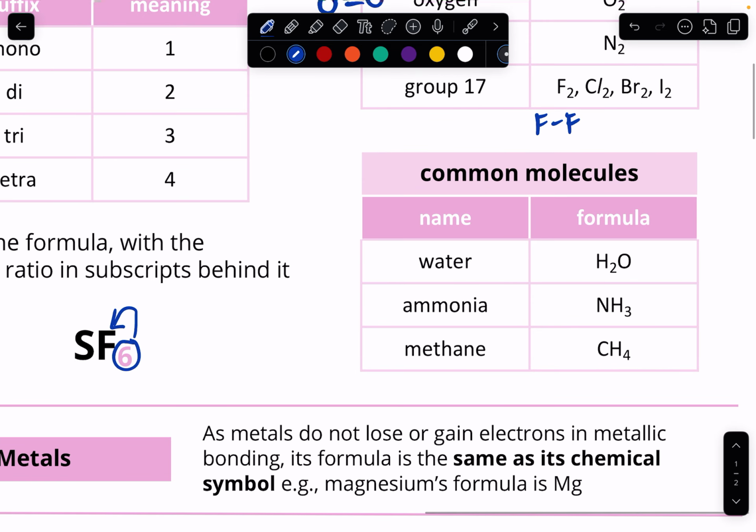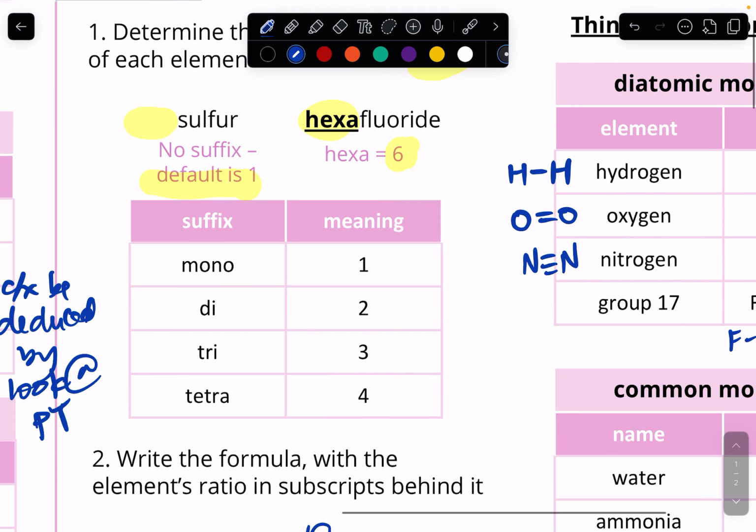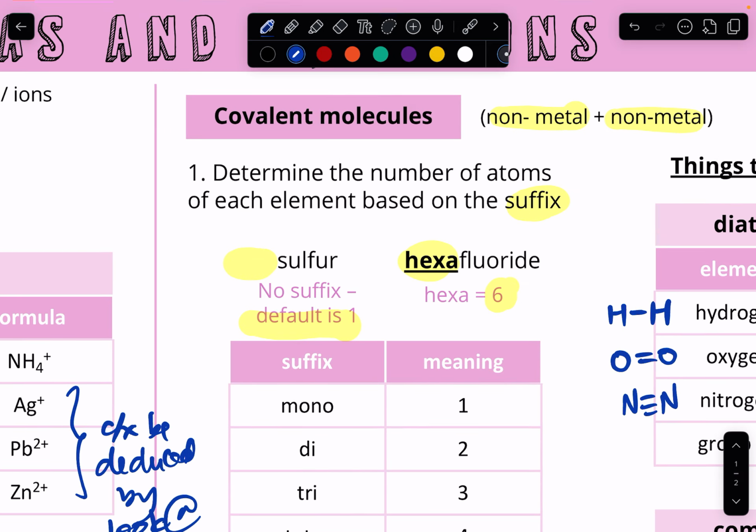Some other common molecules that you need to know the formulas of are water, ammonia, and methane. So these are formulas that you can't deduce just by looking at the name as compared to, say, sulfur hexafluoride.